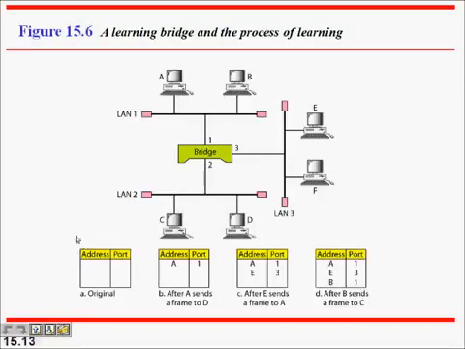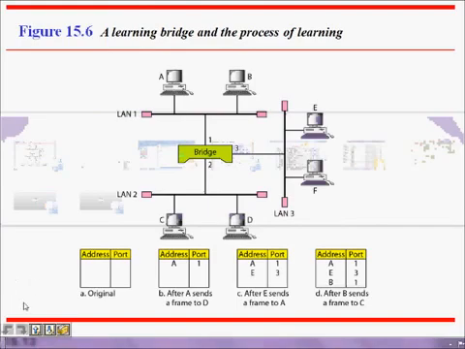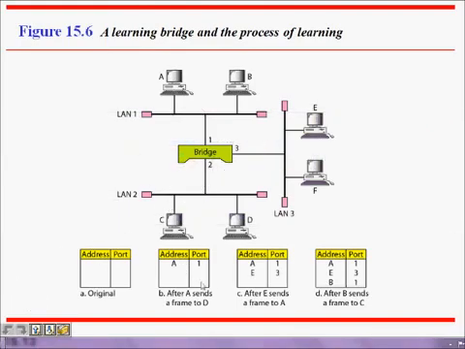Now, do we have to fill that particular table ourselves? It's quite difficult, isn't it? That's why we want the process of making the table to be automated. Here is the learning process for the bridge. We have a bridge with 3 ports and 3 LANs connected to it: LAN 1 on port 1, LAN 2 on port 2 and LAN 3 on port 3. Now how does the learning take place? Let's say that A sends a frame to D.